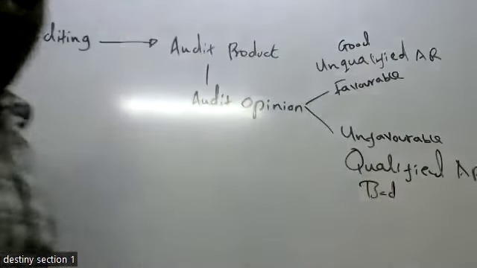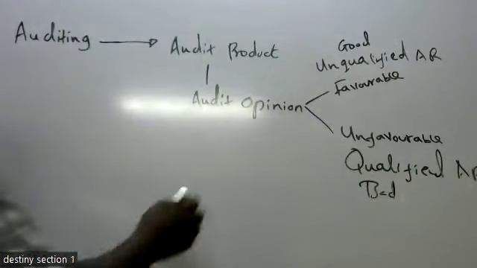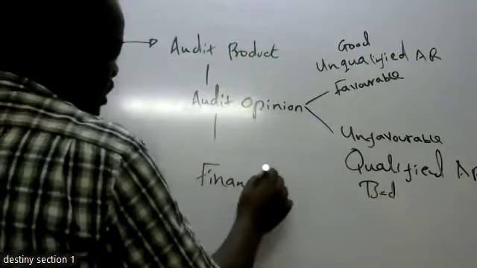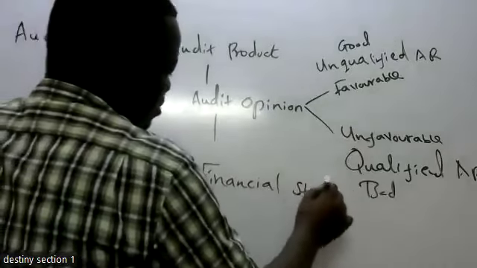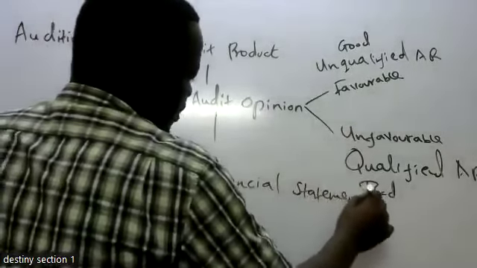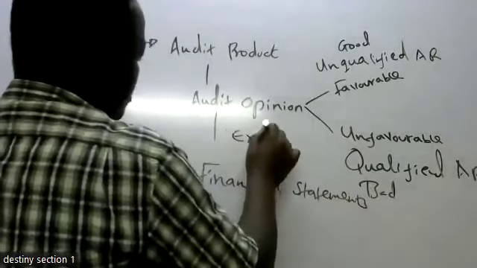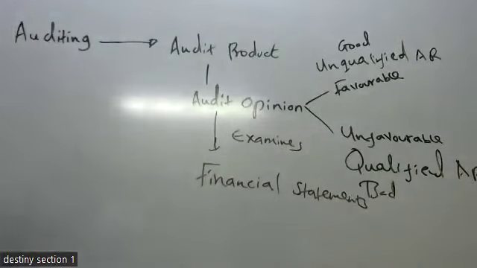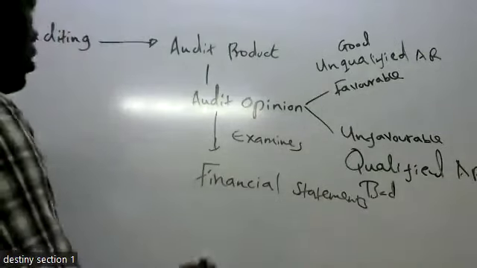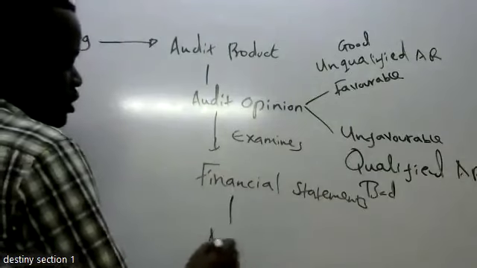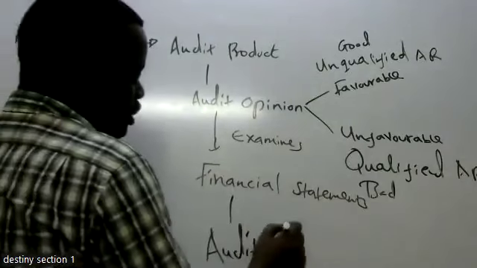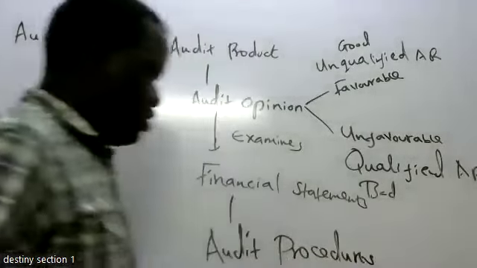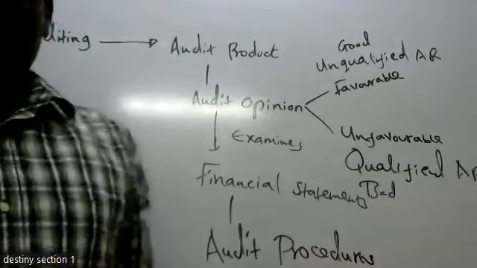So the audit opinion is based on the examination of the financial statements. The auditor examines the financial statements to be able to make that audit opinion. In the process of examining the financial statements, the auditor performs what you call audit procedures, either substantive procedures, which are classified into two areas, the vouching and verification procedures.